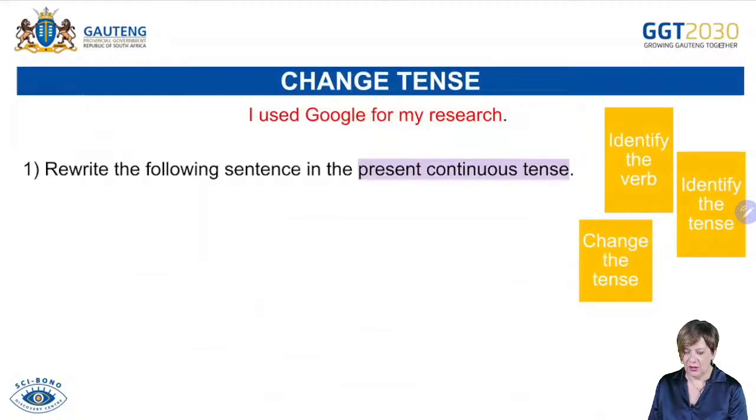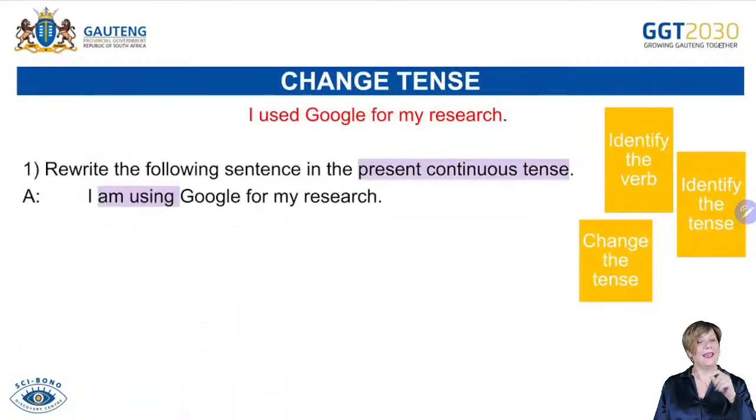Am I right? Okay, so I have to change it from there to the present continuous tense. So present will be using because it's continuous. And obviously I can't say I using. I need to say I am using Google for my research. It's as simple as that. Really easy. But you have to know your tenses.